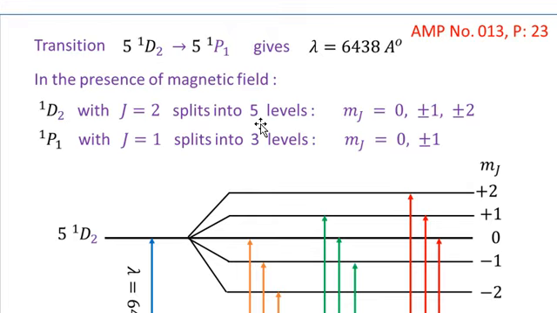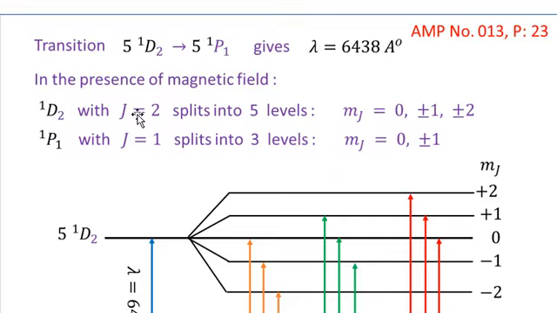will split into 5 levels. Because when J is equal to 2, Mj will have the possible values of 0, plus minus 1, plus minus 2. So the 1D2 level in the presence of the magnetic field will be split into 5 levels. Similarly, I have 1P1 with capital J equal to 1. So it will split into 3 levels because the corresponding Mj values will be 0, plus minus 1. So the 1D2 level will split into 5 levels and 1P1 will split into 3 levels.